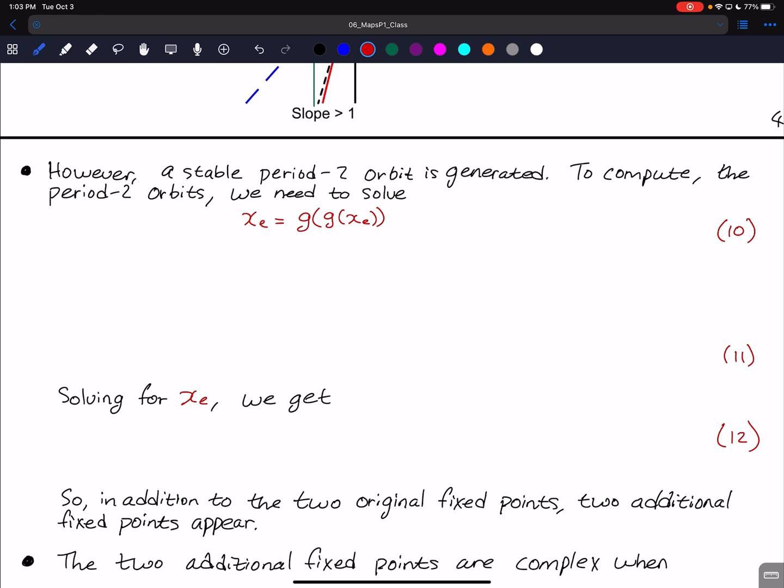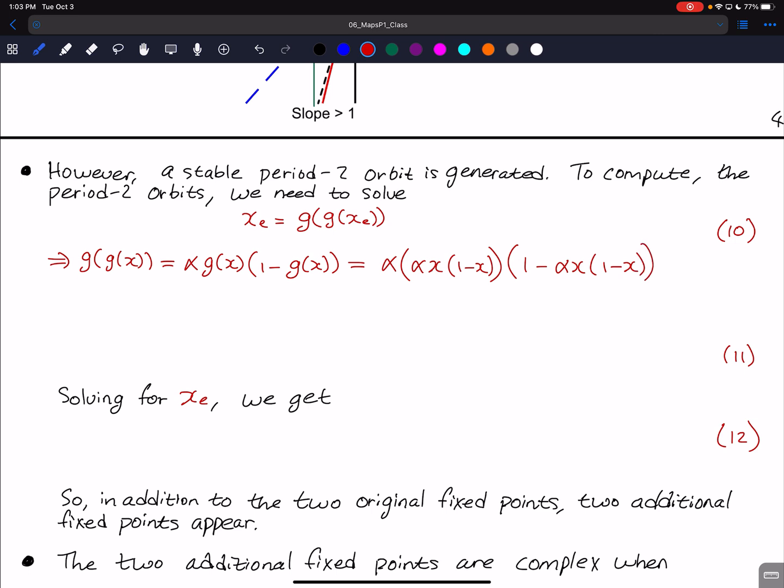All right, so g of x is equal to alpha times g of x times 1 minus g of x, which is then equal to alpha times alpha x times 1 minus x multiplied by 1 minus alpha x times 1 minus x. So to compute the second iterate map, we are substituting the function into itself and then expanding that.